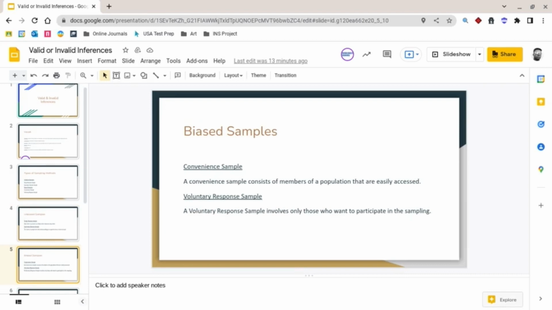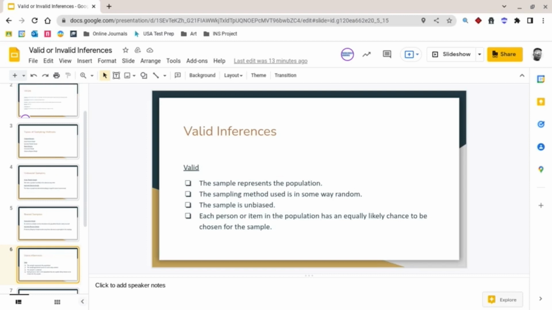And biased samples include convenience sample and voluntary response sample. Convenience sample consists of members of the population that are easily accessed. A voluntary response sample involves only those who want to participate in the sampling.